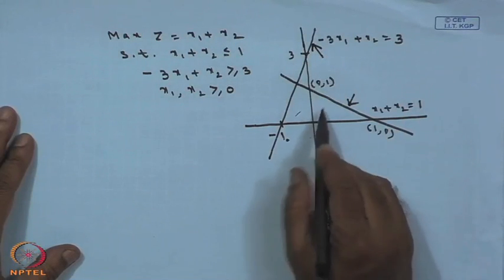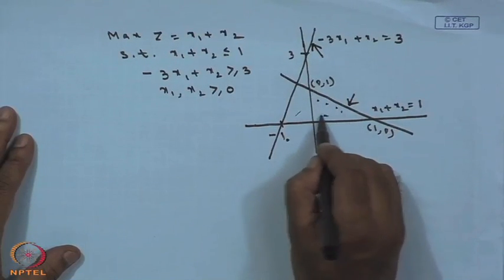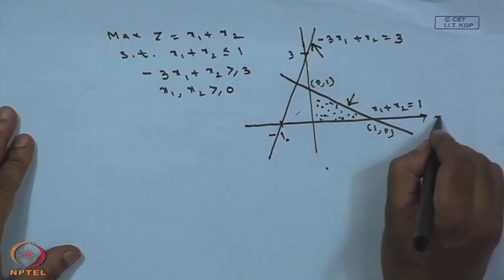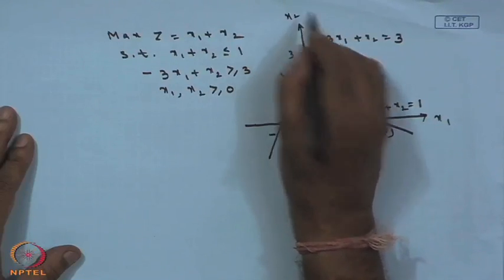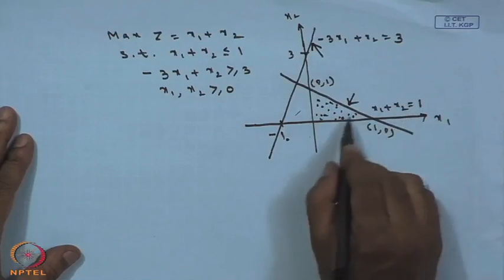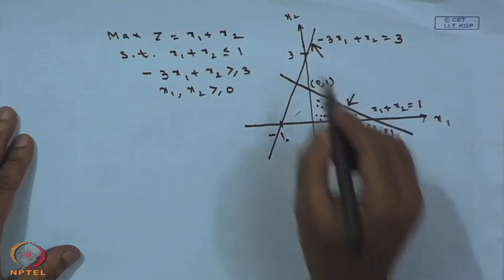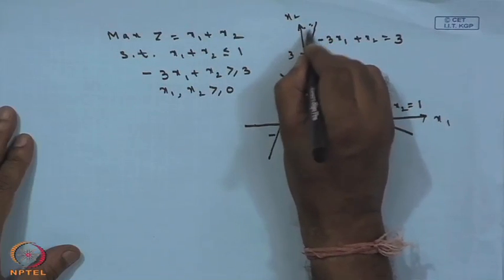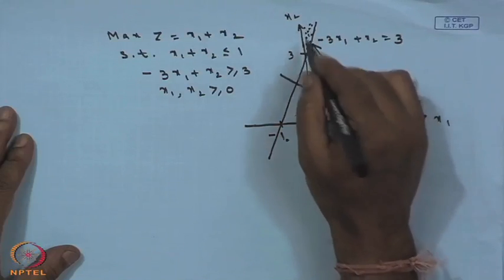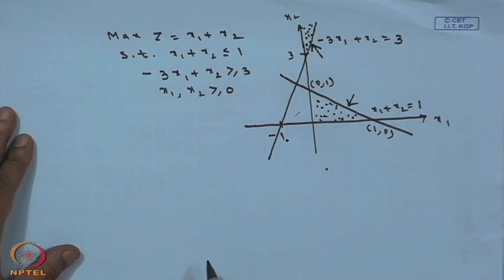So, for the line x1 plus x2, if I take the intersection between the x1 axis and the x2 axis, this is your x1 axis, this is your x2 axis, then this is the intersection of the line x1 plus x2 equals 1 with the x1 and x2 axes, whereas for this line this will be the intersection. If I make this 2, it becomes a null set.